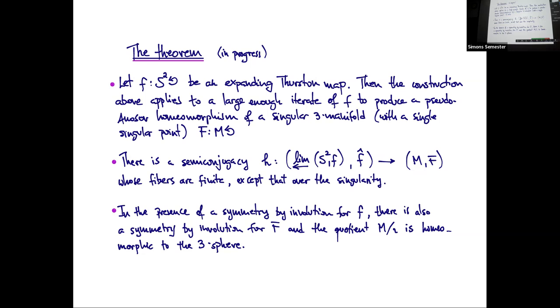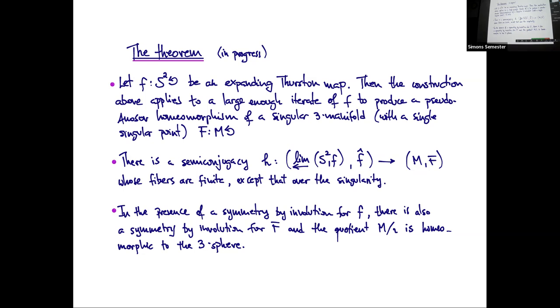And moreover, there is a semi-conjugacy that puts the inverse limit of the original Thurston map in there. The semi-conjugacy is fairly mild: with the exception of the singular point that has many points in the pre-image, all other fibers have two points on them, or three, finitely many anyway. So there's a semi-conjugacy from the inverse limit to this singular three-manifold with this map.